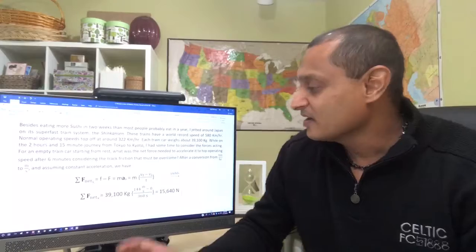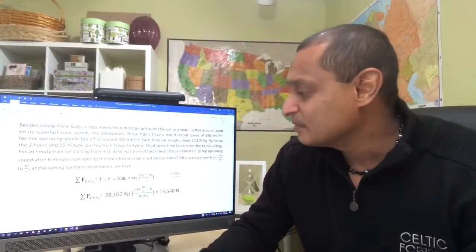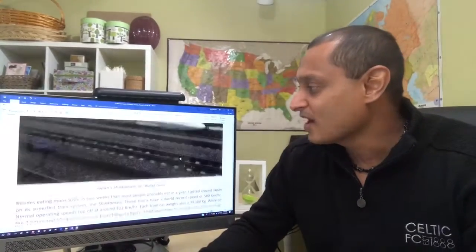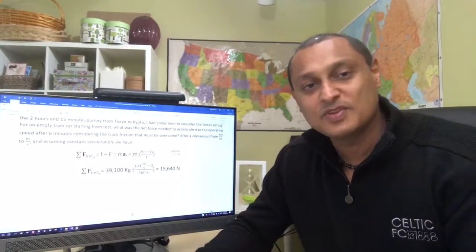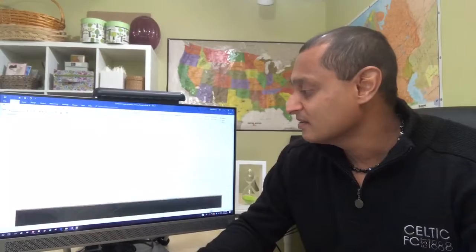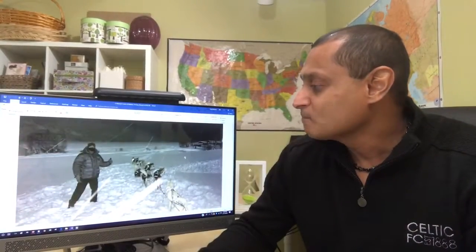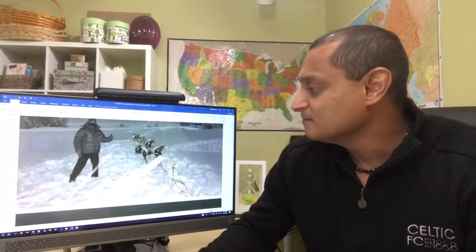And so we work on an example of calculating the sum of the forces acting if you were riding on the bullet train. Consider things such as the friction between the track and the bottom of the train, the rails themselves.